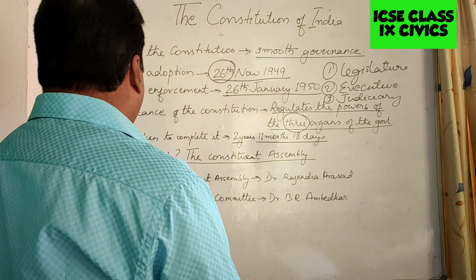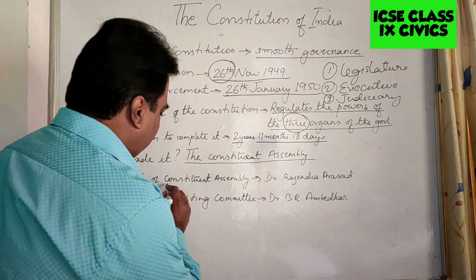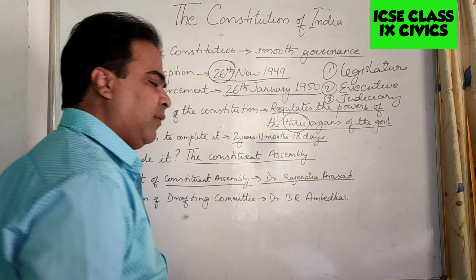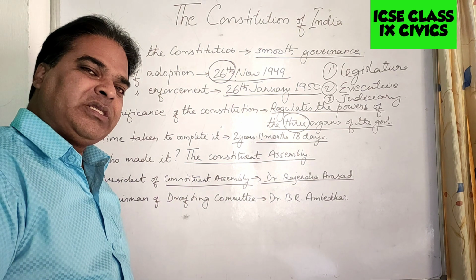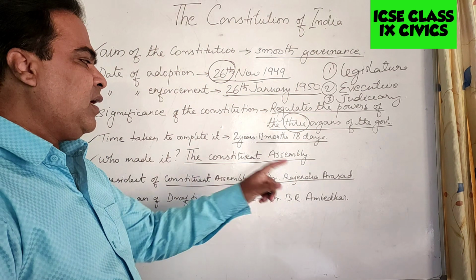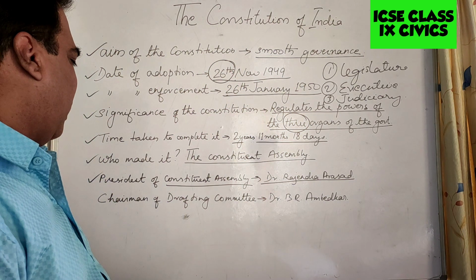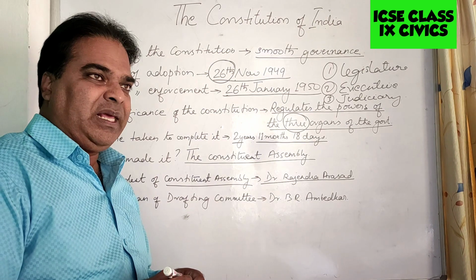Okay. So now, who was the president? Who was the president of the Constituent Assembly? It was Dr. Rajendra Prasad. Okay, children. So Dr. Rajendra Prasad was the president of the Constituent Assembly.